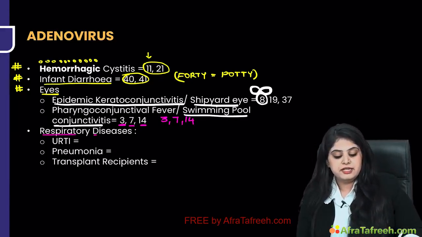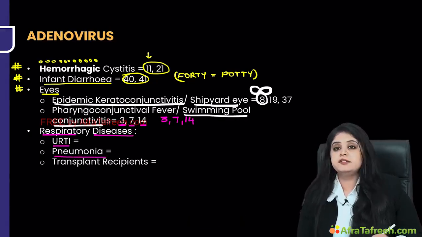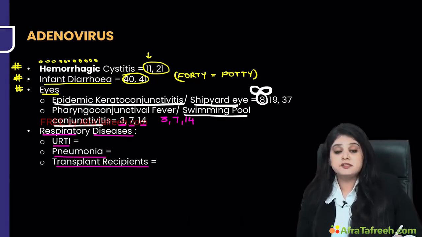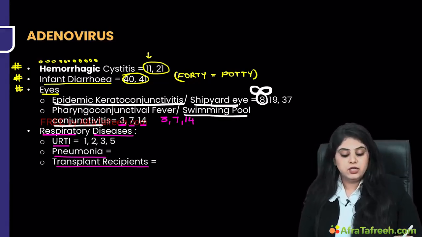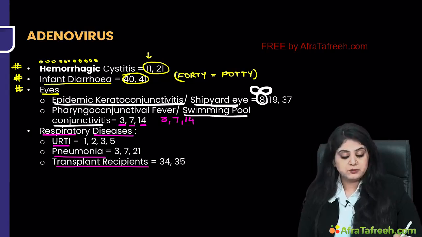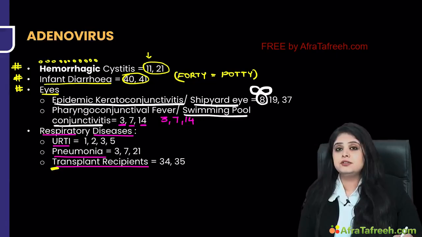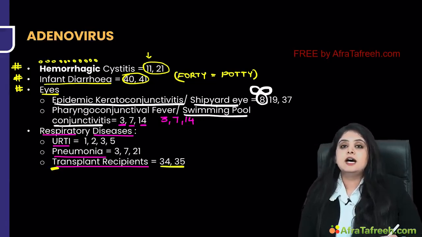Respiratory diseases. Either it can cause upper respiratory diseases, lower respiratory diseases, or respiratory diseases in transplant patients. So for upper, the small numbers 1, 2, 3. For lower, you have little bigger numbers 3, 7, 21, and for transplant TT, 30, 30. So transplant 30, 30, meaning 34, 35 are the numbers.